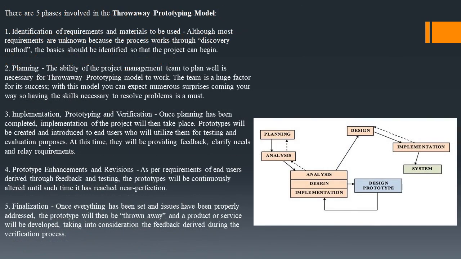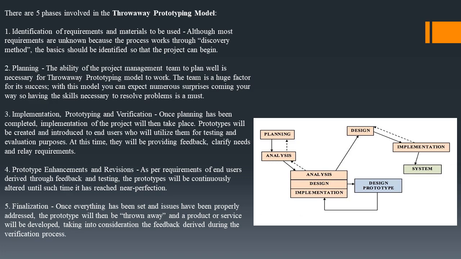There are 5 phases involved in the throwaway prototyping model. Number 1. Identification of requirements and materials to be used. Although most requirements are unknown, because the process works through a discovery method, the basics should be identified so that the project can begin.